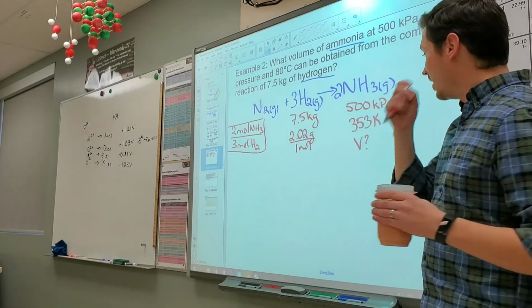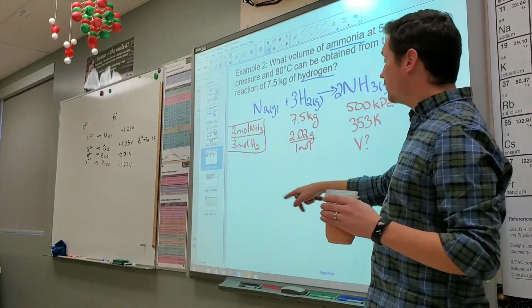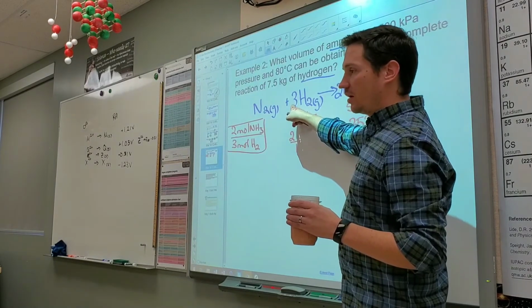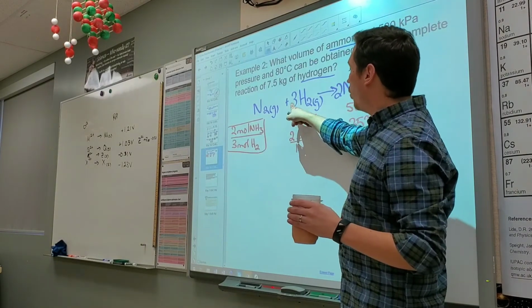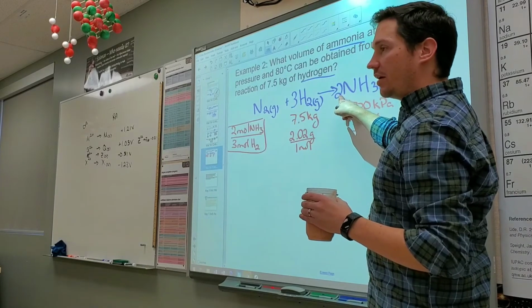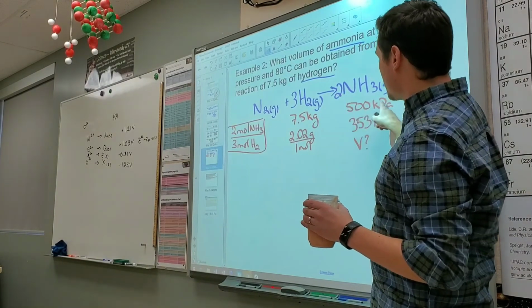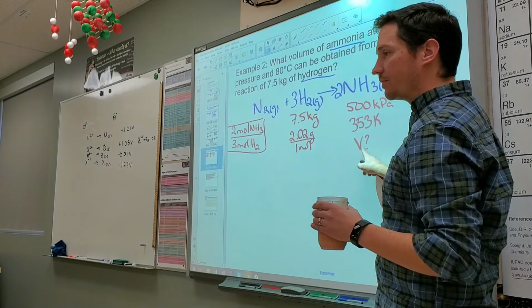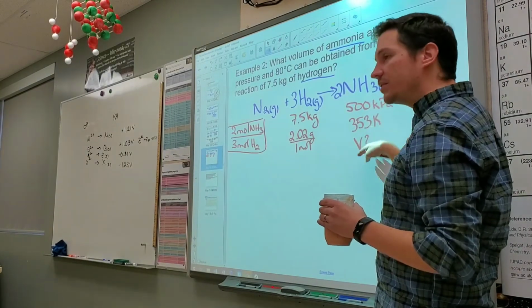Okay. So now, can we successfully go from mass to moles of this substance? Yes. And then moles to moles. And then from moles, and once we cancel out kilopascals and Kelvin, what can we get? Volume. What other piece of information do we need?